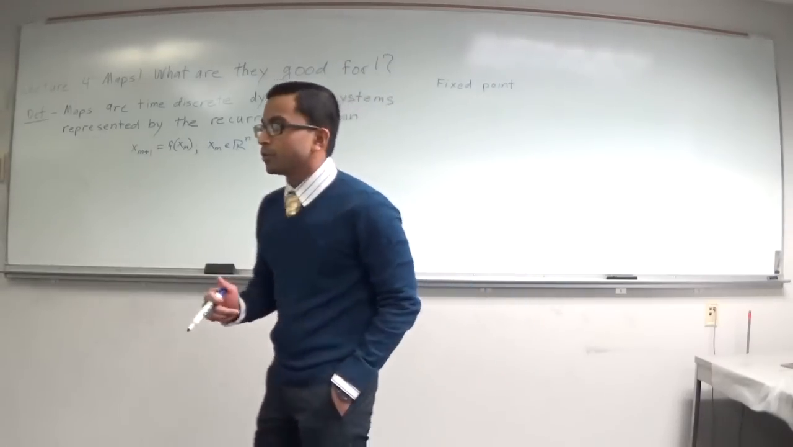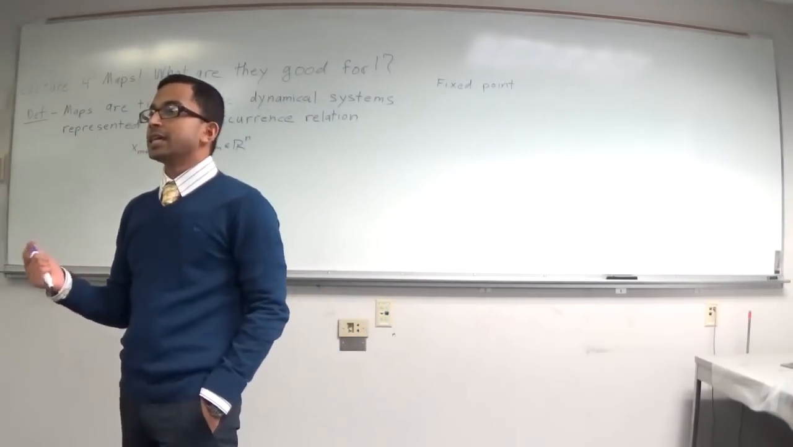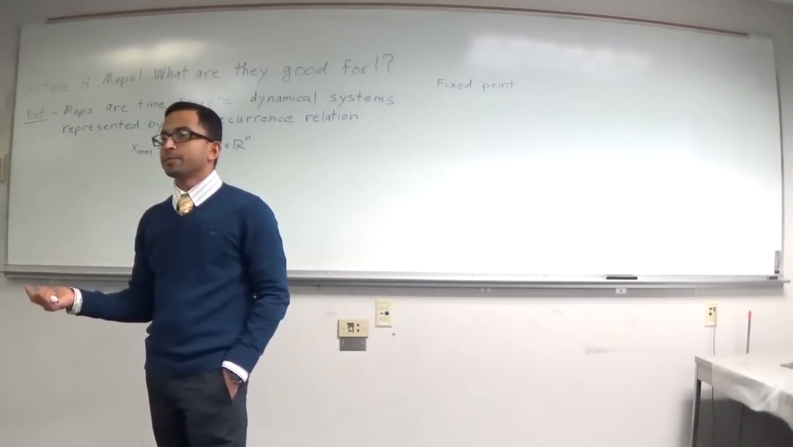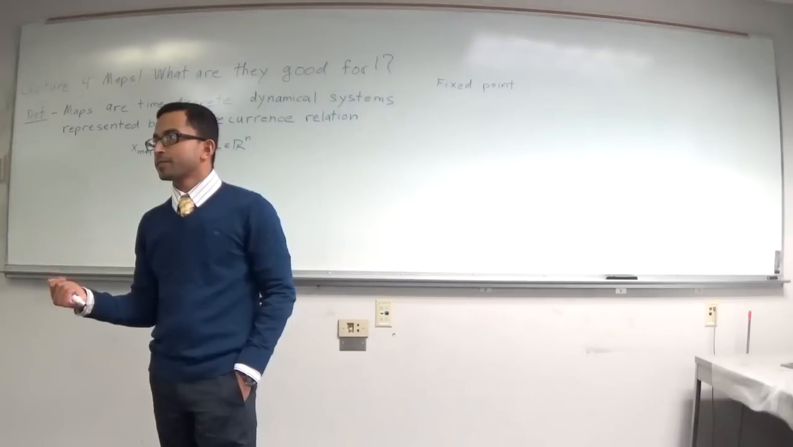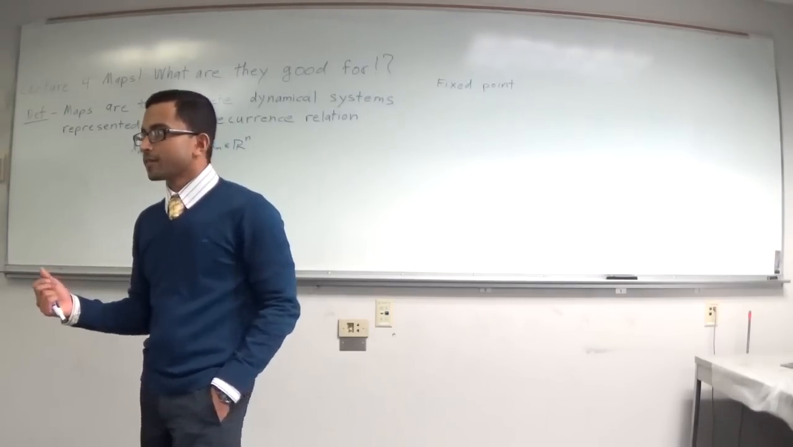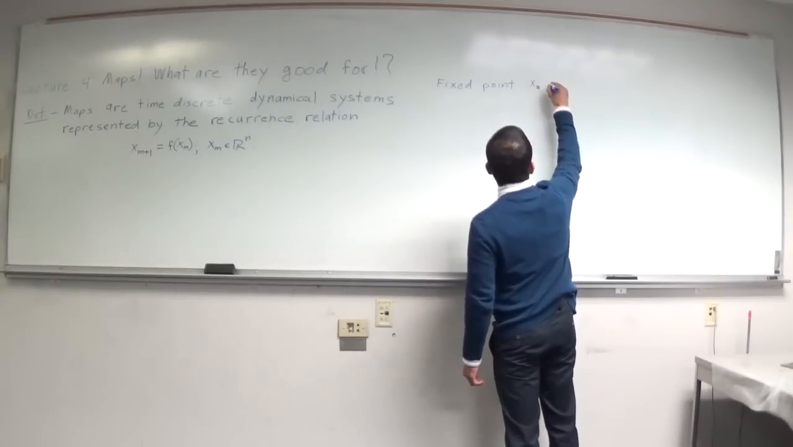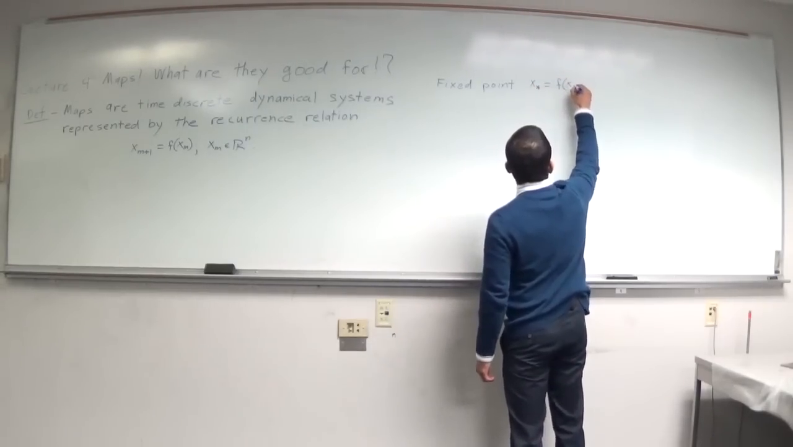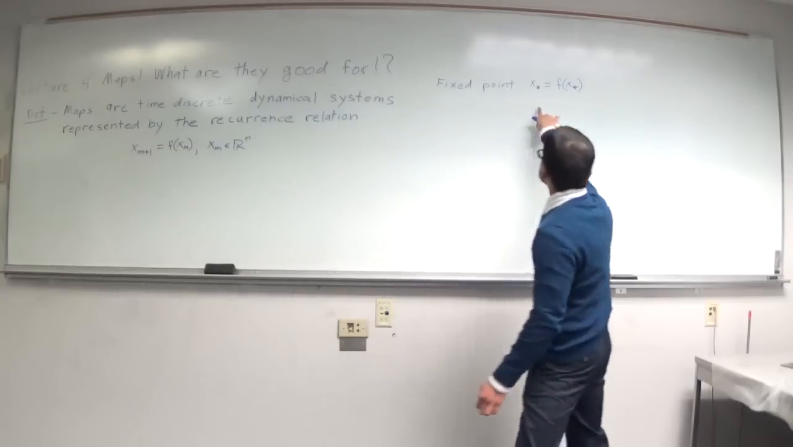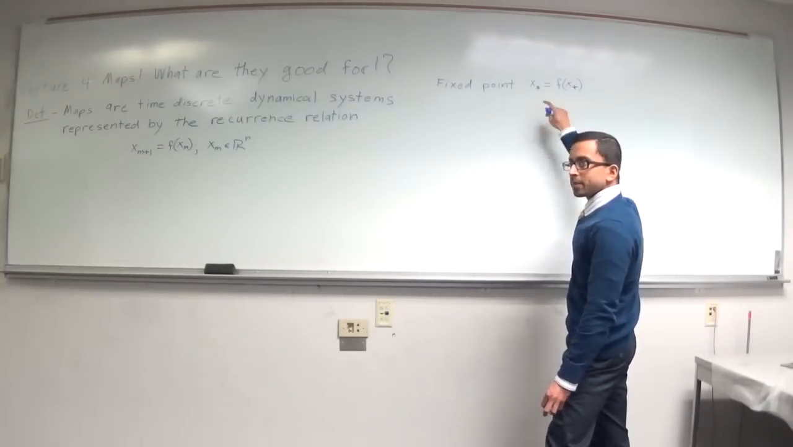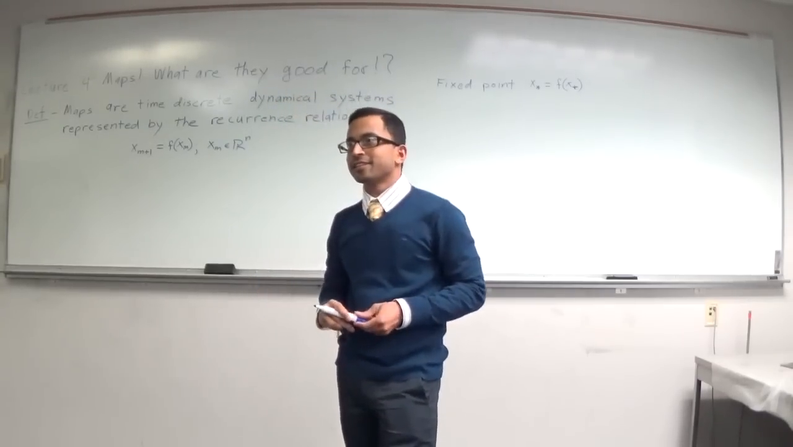So what should a fixed point for a map be? For an ODE, it's when dx/dt equals 0. For a map, it's when x_{m+1} is equal to x_m, so when x* equals f(x*). If we have a map x_{m+1} = f(x_m), then x* is going to equal f(x*). That's the idea of a fixed point for maps, but why is it like that?